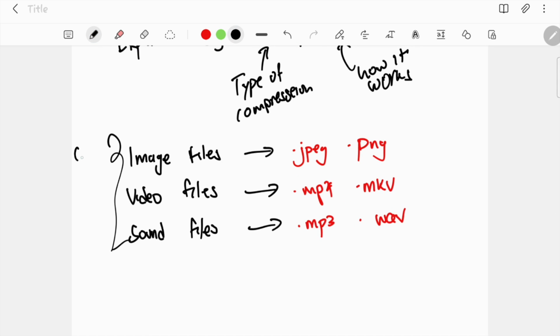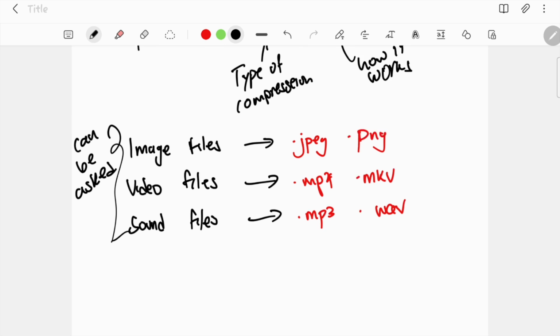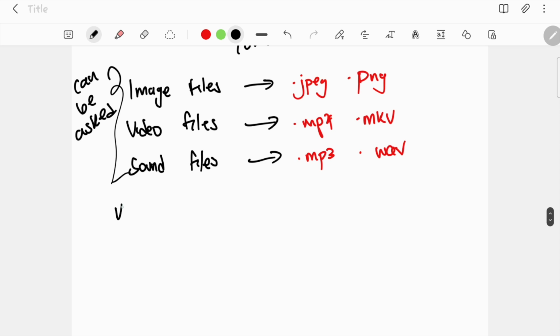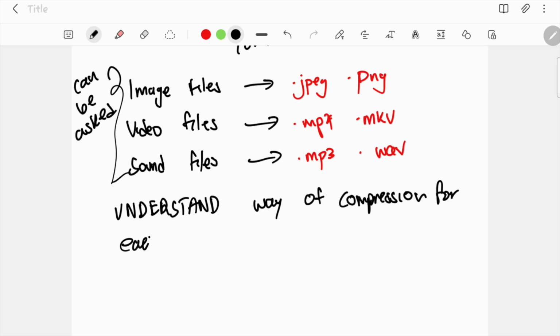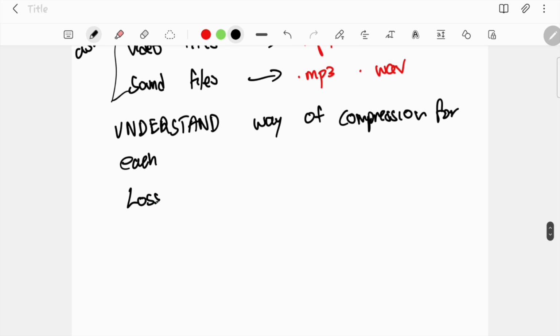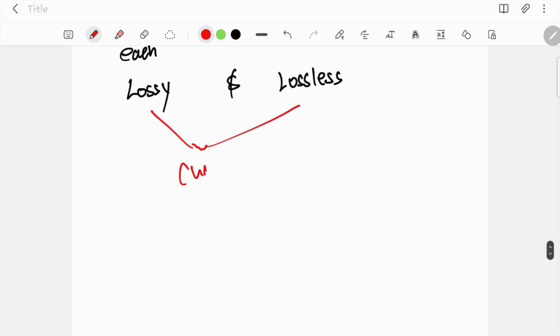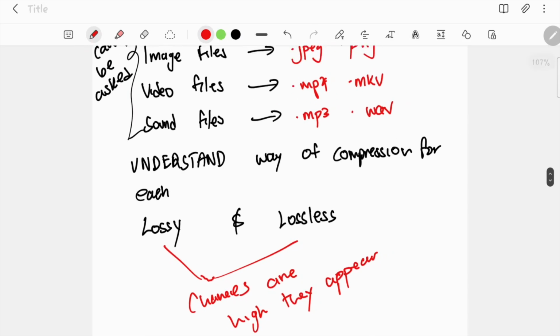So again, here you can be asked to give an example of this. So the next thing you need to know about these is to understand the way of compression for each. Okay, so here we will have lossy compression and lossless. Now these two topics right here, chances are high they come. Okay, chances are high that they appear.